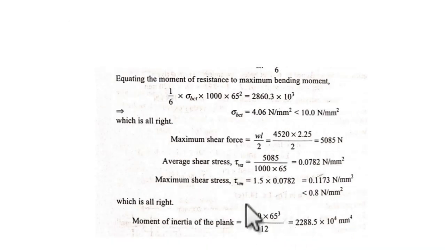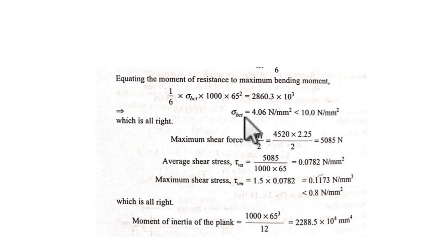So now, equating the moment of resistance to the maximum bending moment, the maximum moment we have calculated from the formula. So this gives you 1 by 6 sigma BCT into 1, we are taking one unit width, B is 1 meter, so it is 1000 into 65 squared, and equating this to the bending moment, which gives sigma BCT.